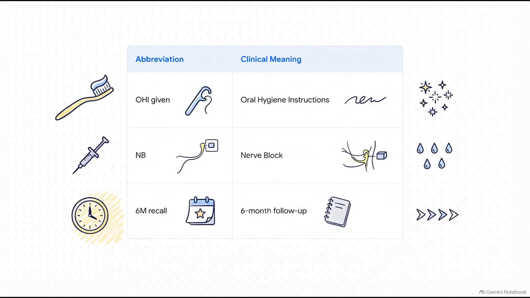To wrap up our daily shorthand cheat sheet, we have those super common encounter notes. OHI given means oral hygiene instructions were provided directly to the patient. NB is standard shorthand for nerve block anesthesia. And a 6M recall indicates that a routine follow-up is scheduled after 6 months.